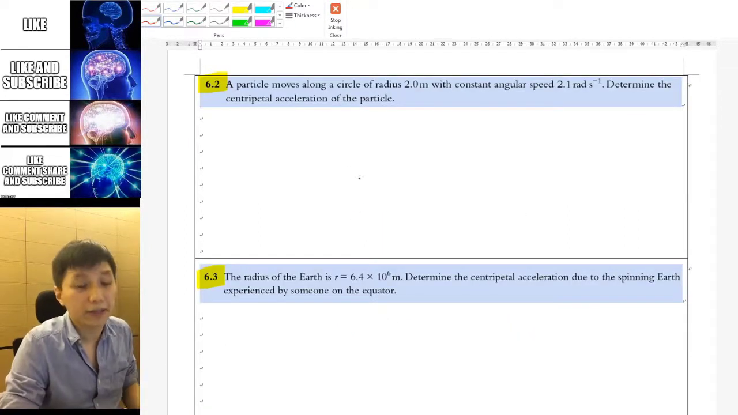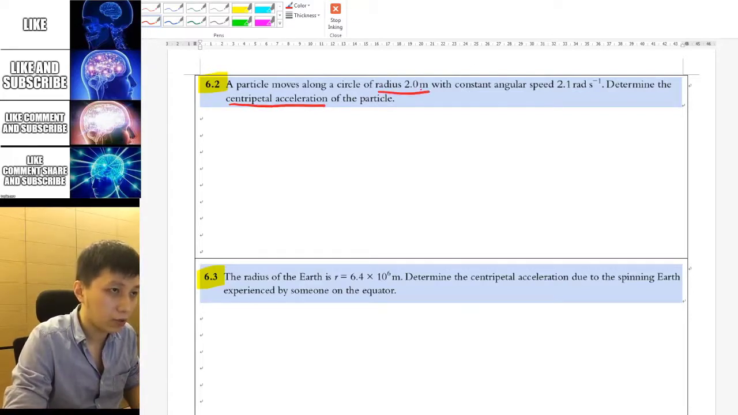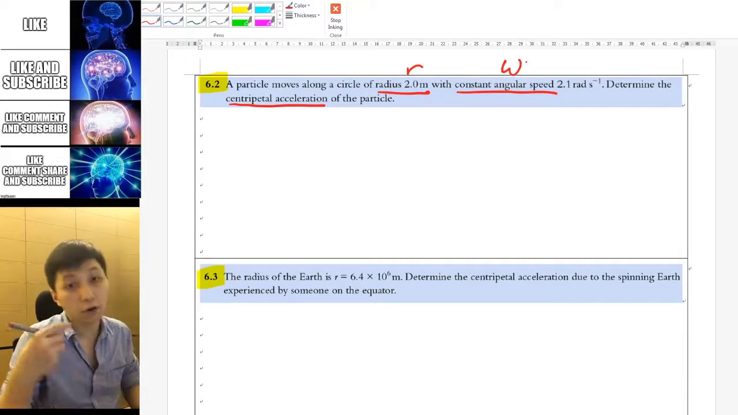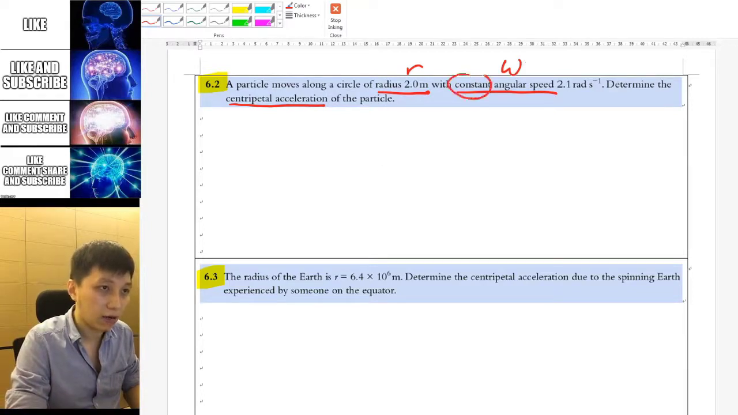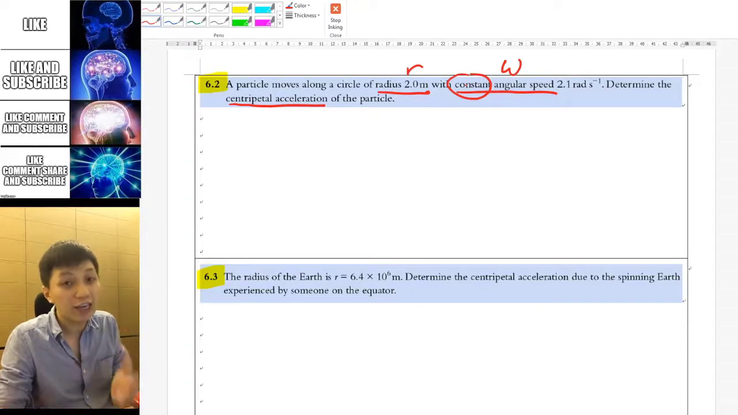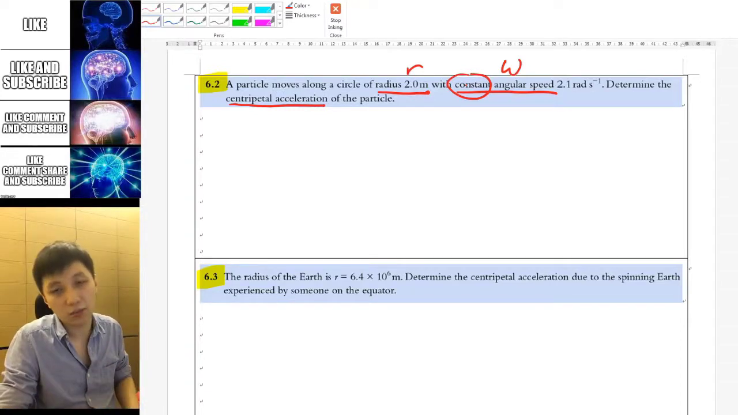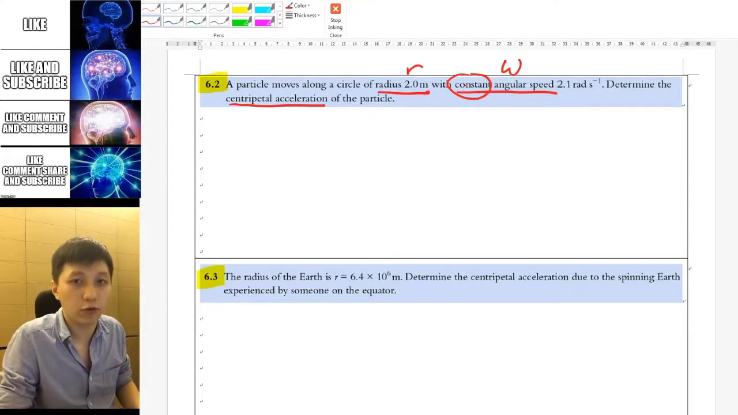Let's talk about the next example. Here it just asks you to calculate the centripetal acceleration. You have got the radius, you have got the angular speed. By the way, for all the circular motion that we talk about in this chapter, they all have constant circular motion. So that is to say, the acceleration is always a constant. If acceleration is changing, that will be way more complicated, and we don't cover it in this topic. So that's something you need to realize first.